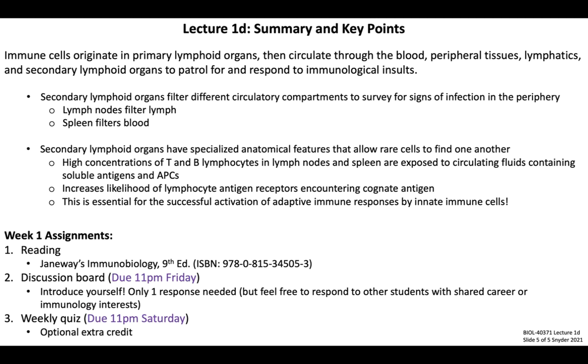So the high concentrations of lymphocytes in lymph nodes and spleen are exposed to circulating fluids that can carry both soluble antigens as well as antigen-presenting cells, and this increases the likelihood of lymphocyte antigen receptors encountering cognate antigen that they can bind to, which enables their activation. Lastly, we've learned that these interactions are essential for the successful activation of adaptive immunity by innate immune cells in a timely fashion. This concludes the lecture portion for week 1 of this course.